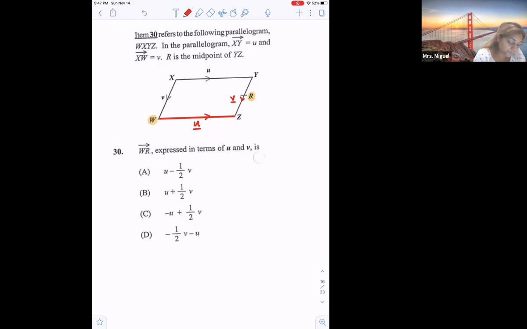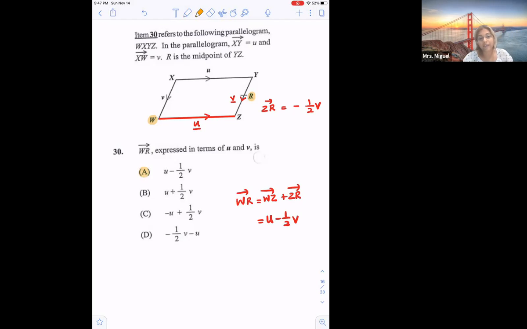Right? So if I want to go from Z to R, I am going in the reverse direction. So this is negative a half V. And WR is equal to WZ plus ZR. So WZ is U minus a half V. The answer A.